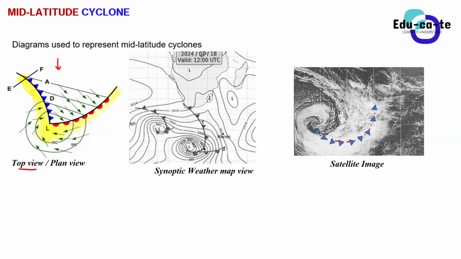Then we've got another one, which is a synoptic weather map view. Haven't we done a mid-latitude cyclone and a synoptic weather map? We did, yes. This diagram is still showing a mid-latitude cyclone, but now it is on top of a synoptic weather map. You learned what that is in grade 10. It's a weather map showing the low pressure cells, the atmospheric pressures, and the isobars.